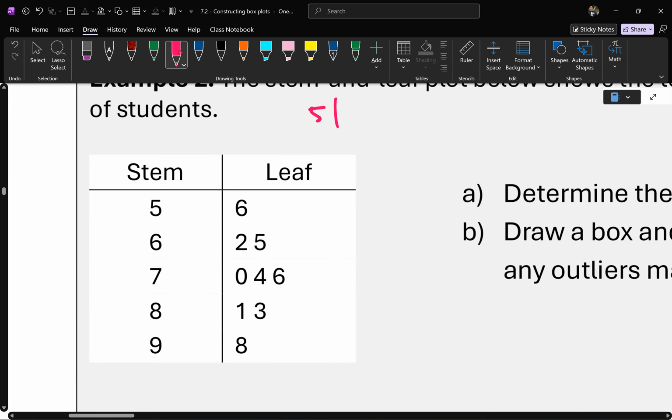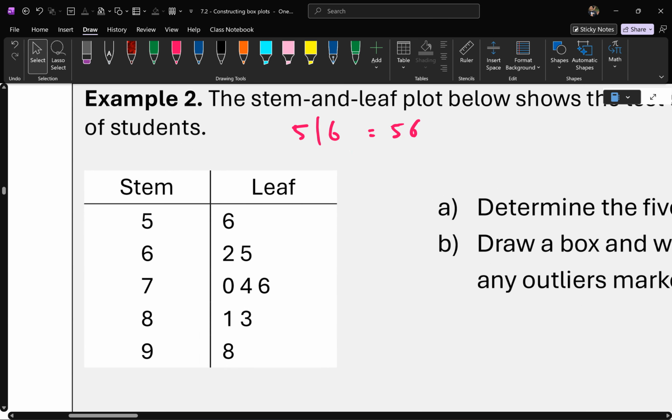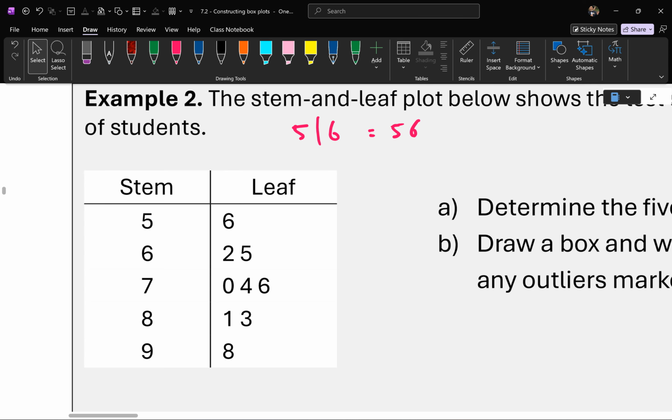Looks like 5, 6 could represent 56. Is that right? Does it say 56? There's no legend. It's out of 100. Yeah, so it must be 56. All right. We got 56, 62, 65, 70, 74, 76, 81, 83, and 98.